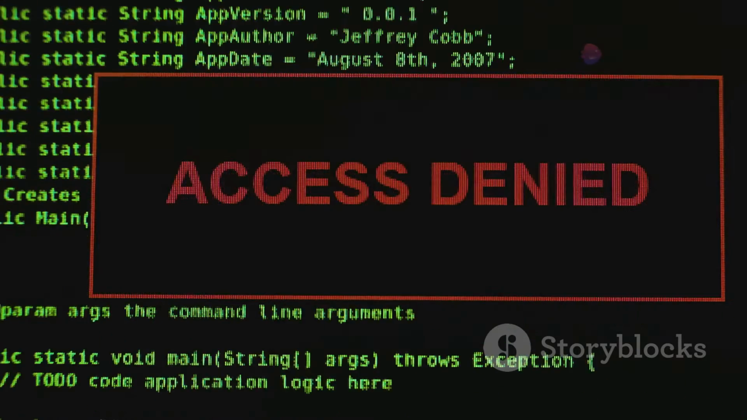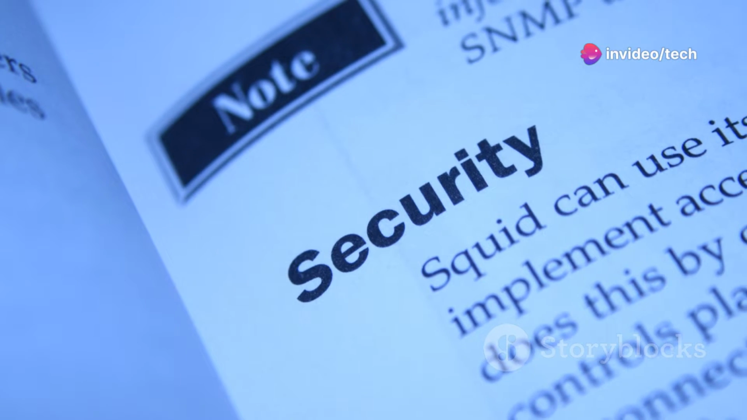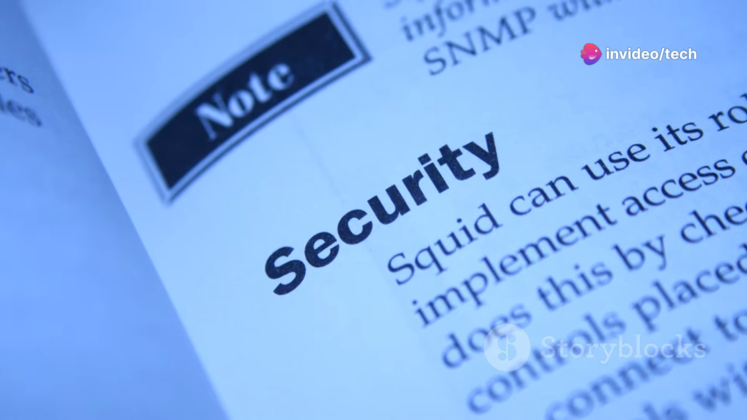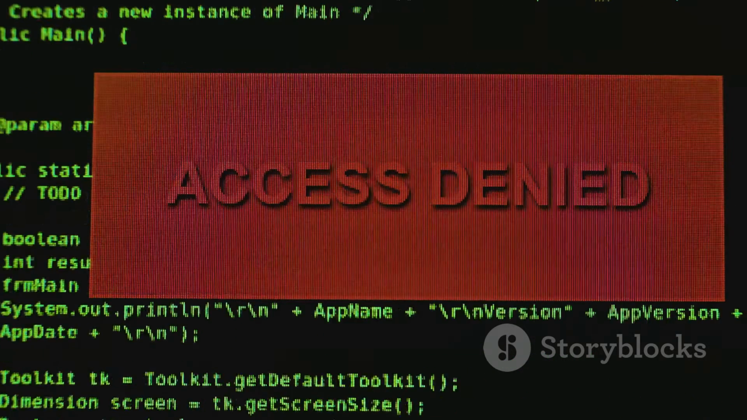Following the principle of least privilege is another crucial strategy. Users should be granted the minimum level of access necessary to perform their tasks. This reduces the risk of unauthorized access due to excessive privileges. Even administrators should have limited access based on their specific roles and responsibilities.